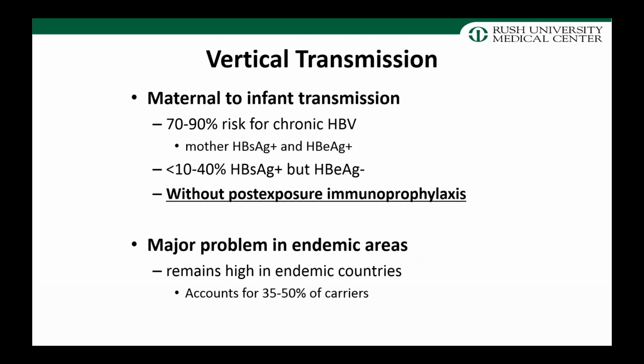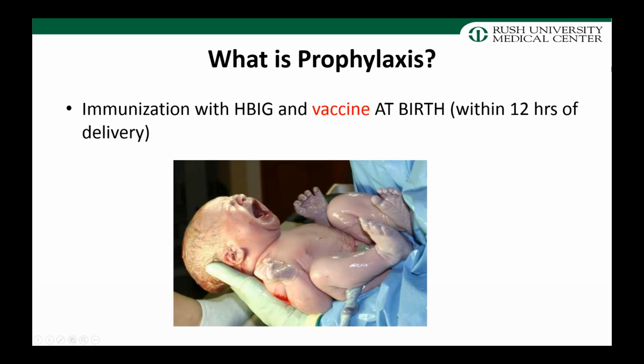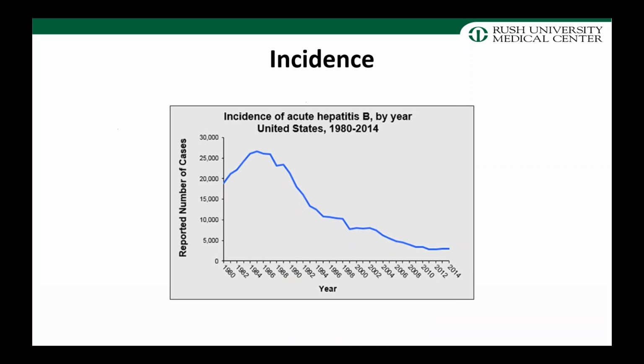In this, the risk of transmission to an infant can be as high as 90% in mothers who have chronic hepatitis B. This is again without post-exposure immunoprophylaxis. So what is prophylaxis? This is immunization with HBIG, or hepatitis B immunoglobulin, as well as a vaccine at birth, and especially within 12 hours of delivery, and this significantly reduces the transmission rates.